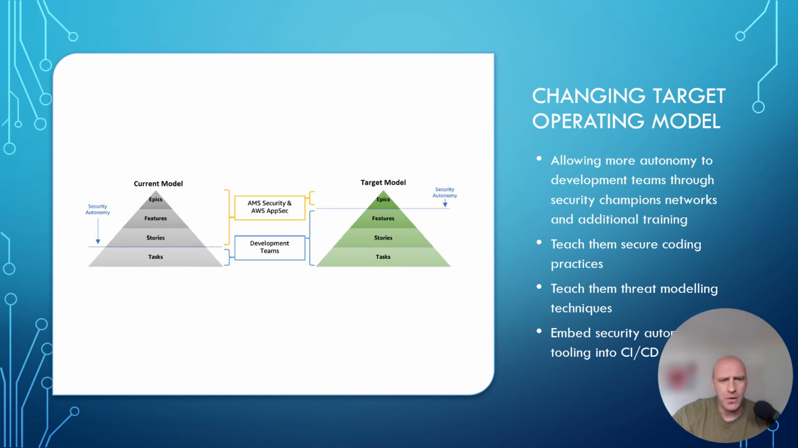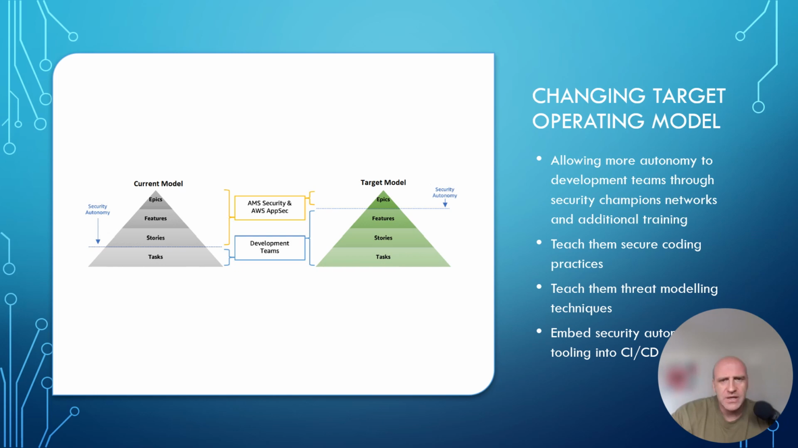development teams normally have only been responsible for their tasks. The stories, features, and epics normally have been handled by an application security team, which is part of the information security team. So the goal is to go from the left pyramid to the right and give development teams more responsibility and more ownership of their tasks, their stories, as well as their features. So it is only the epics where application security gets really involved.